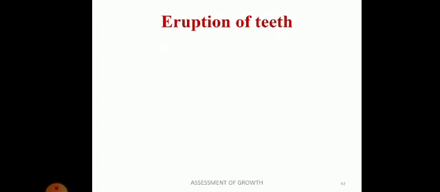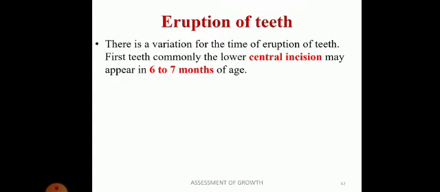Now, eruption of the teeth. So when the child is born, definitely there are no teeth available. Clear? So first eruption of the teeth will happen at the age of 6 to 7 months. So generally the incisors will come, either upper incisors or lower incisors. Okay, upper two or lower two. So again it is variable.